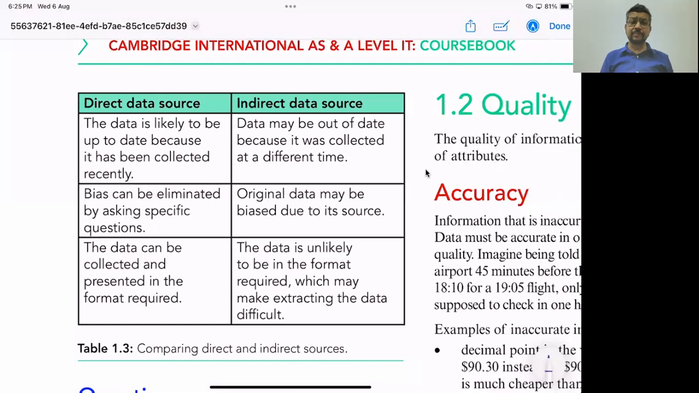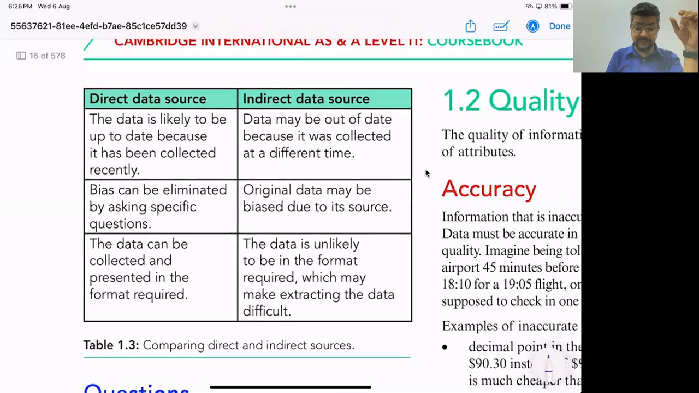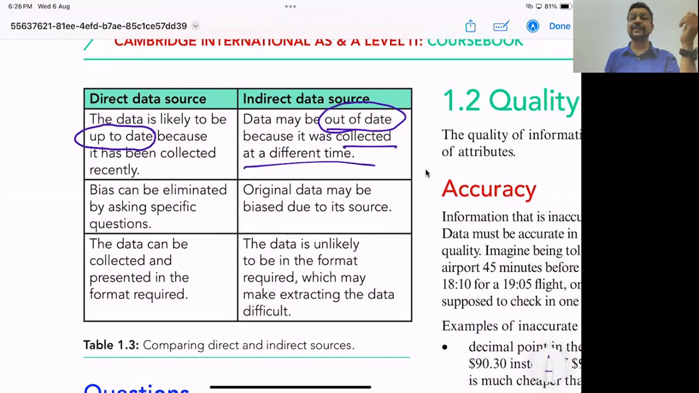Furthermore, the data is likely to be up to date because it has been collected recently. So this is accuracy. How up to date is it? If you collected it recently, that is good for you. Maybe someone is not eligible for the same data. With an indirect source, the data may be out of date because it was collected at a different time.